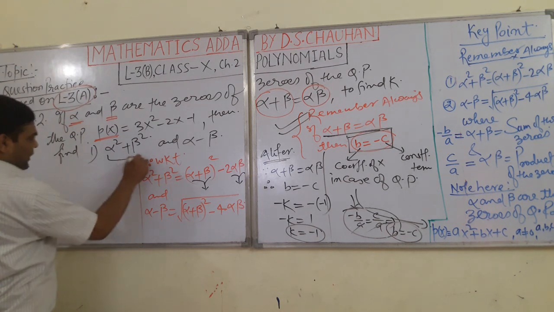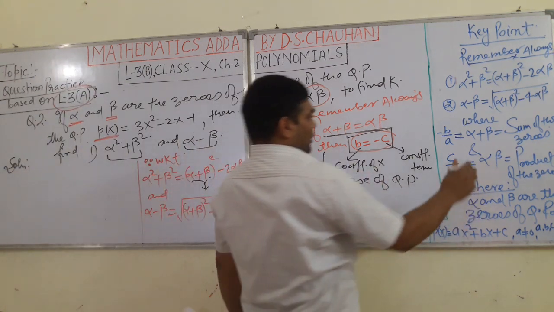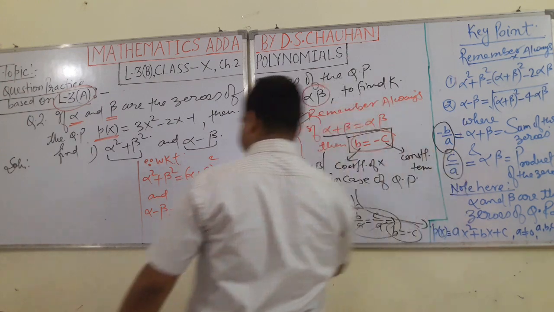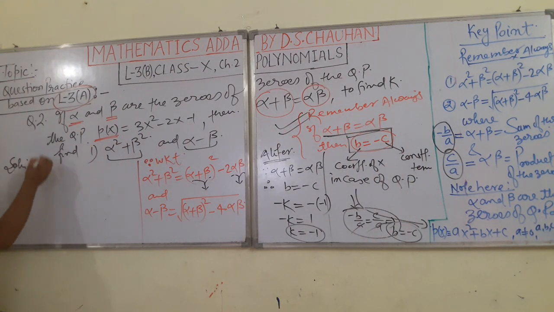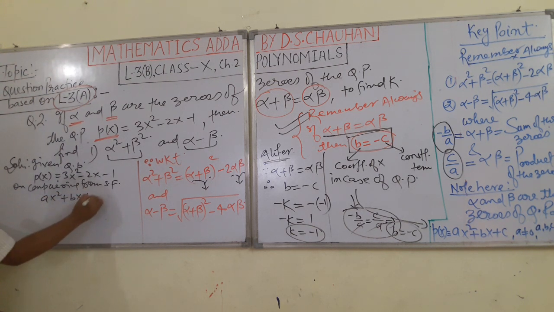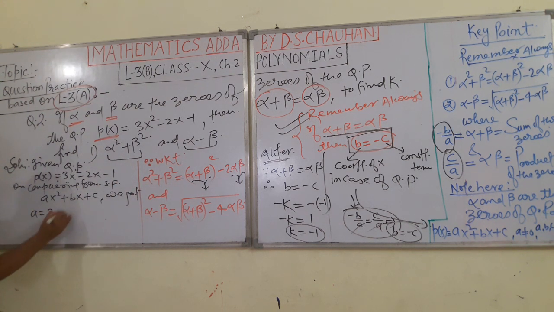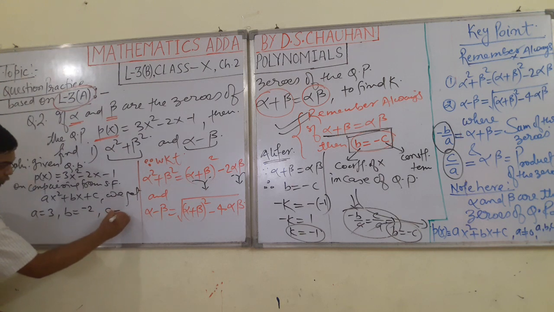To find these two expressions, students, we need the sum of the zeros and the product of the zeros. About them you know very well. So now, given the quadratic polynomial p(x) equal to 3x square minus 2x minus 1, I am comparing with the standard form. What is the standard form? ax square plus bx plus c. What do we get here? We get a equal to 3, b equal to minus 2 and c equal to minus 1.